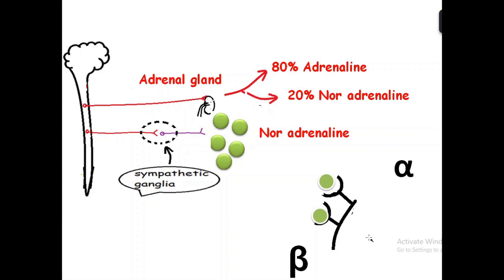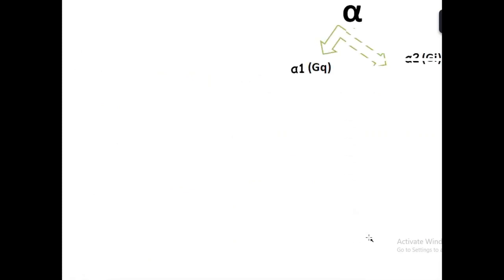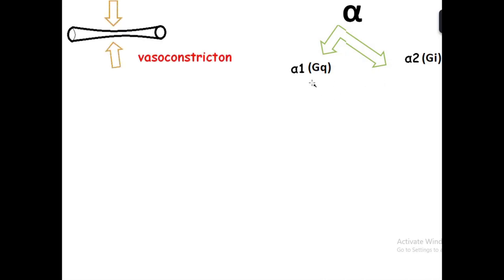Now let's talk about these receptors in more detail, and let's start with the alpha receptors. Alpha receptors can be divided into 2 main groups, that is alpha 1 and alpha 2. Now, alpha 1 receptor is a Gq protein coupled receptor, and as a rule of thumb, when alpha 1 is activated, it causes a stimulatory response mediated by an increase in intracellular calcium.